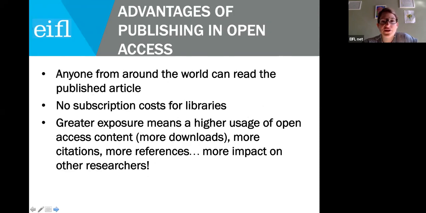So the clear advantage of open access publishing is that anyone from around the world can read the published article. There's no subscription cost for libraries, but also for the researcher, it means greater exposure. It means a higher use of other people reading the articles, which means more downloads, more citations, more references, and therefore more impact on other researchers. That's why we want to encourage open access publishing, really.